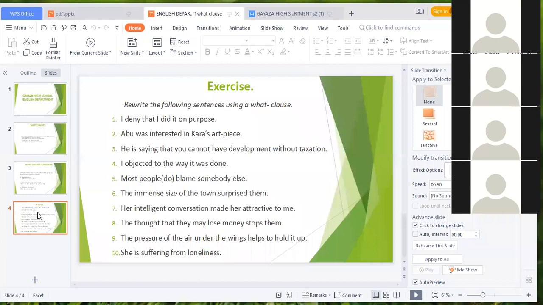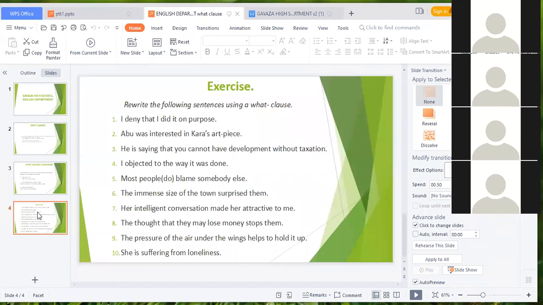We have number 2. Abu was interested in Kara's art piece. Okay, we can have Rebecca Faith. What Abu was interested in was Kara's art piece. Thank you so much. I like the way you maintain the past tense. What Abu was interested in was Kara's art piece. Beautiful, thank you.